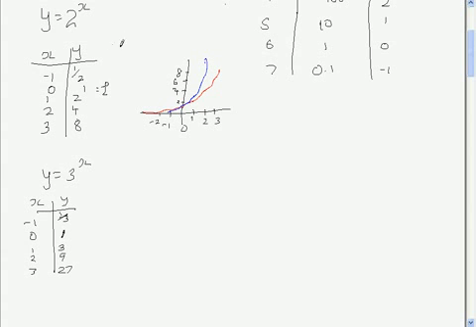Alright, and if you were to draw y is equal to 4 to the power of x, you would expect it to be above these two graphs on one side, whereas on the other side it will be below these two graphs. Okay, so that's how you draw your exponential graphs.